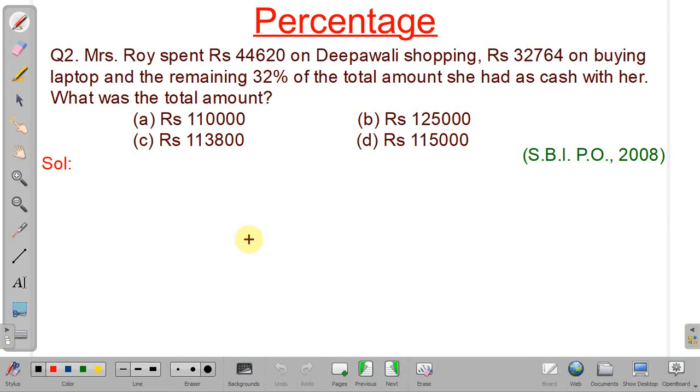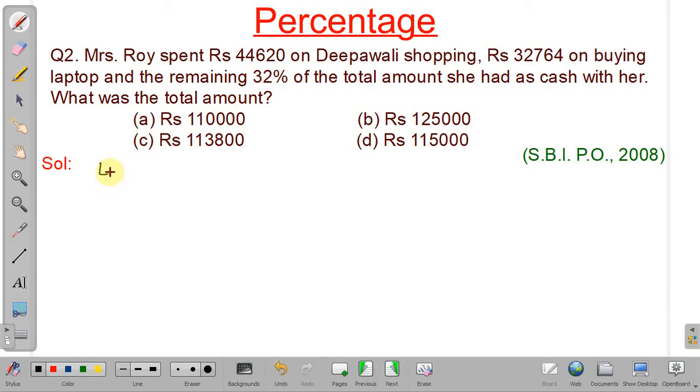See, in this problem, what is given? Mrs. Roy spent rupees 44,620 on Deepavali shopping, and she purchased a laptop worth rupees 32,764. Remaining, she had cash, which is equivalent to 32% of the total amount she had. So what was the total amount we have to find? Okay, so how can we solve this?